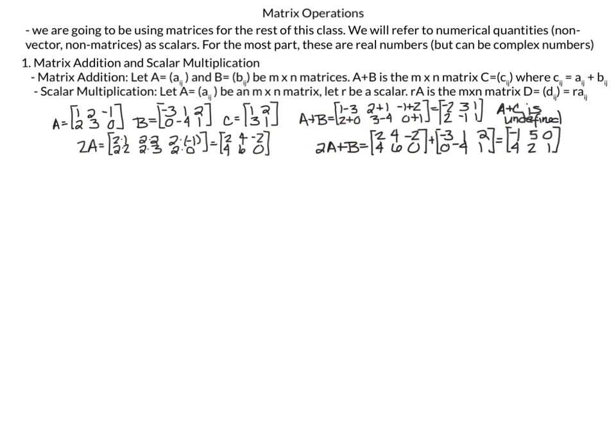And then I also have this additional 2A plus B, so I added 2A plus B here. Adding these together, I get negative 1, 5, 0, 4, 2, and 1.